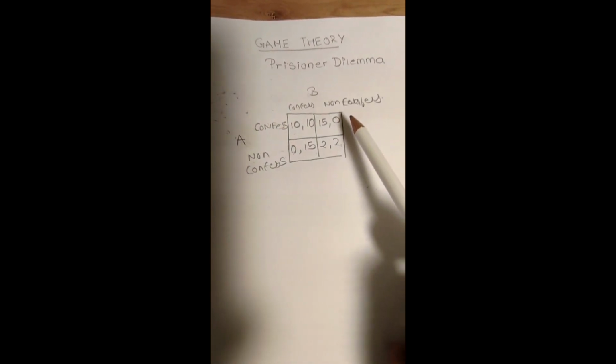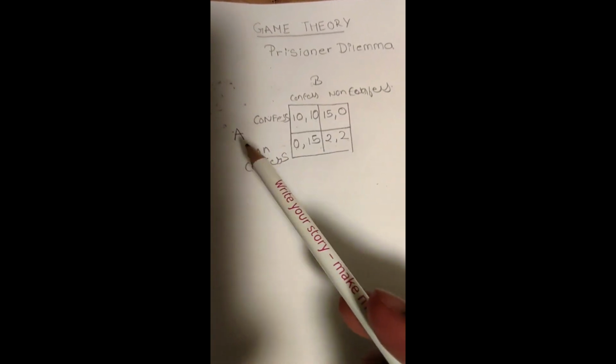So this is the tabular form of the information of A and B. Now there are a few basic concepts and terminology which you may want to know in game theory.